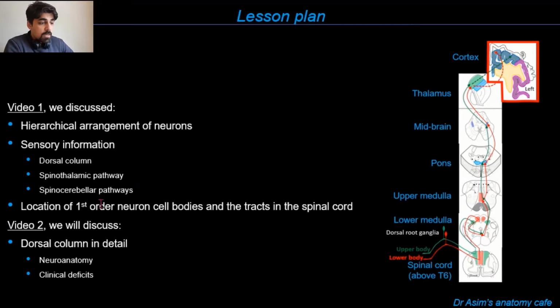We also highlighted the location of the first order neuron in the dorsal root ganglion, and we identified the different tracts in a transverse section of the spinal cord. Now we're going to take that information one step further, and as part of video 2, we'll be taking up those tracts in much more detail. We'll be talking about the dorsal column medial lemniscal pathway in this video too, and we'll also highlight the clinical deficits which could result from lesions along the course of this pathway.